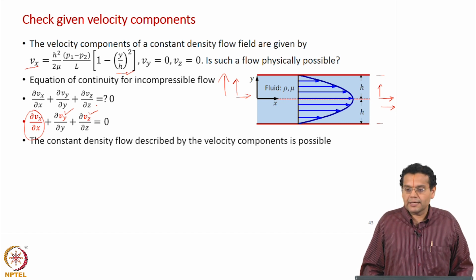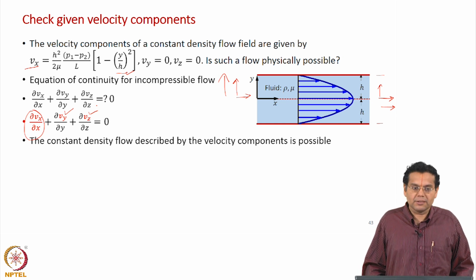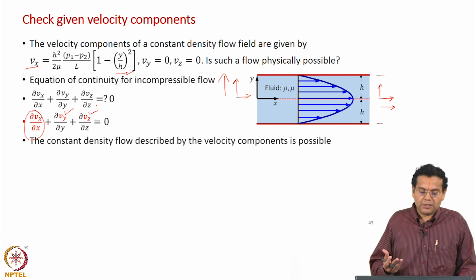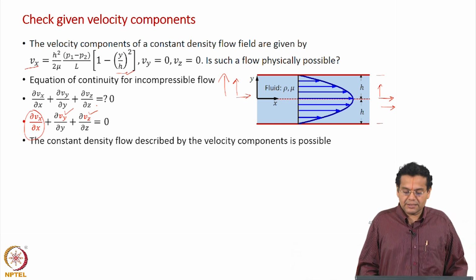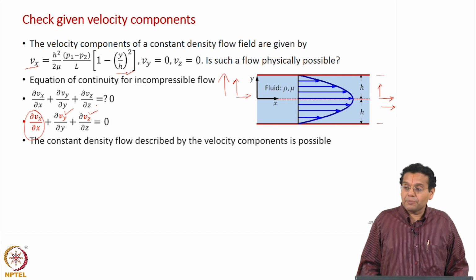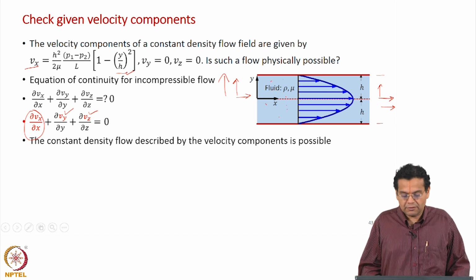So, you can conclude that the constant density flow described by these velocity components is possible. A flow is possible only if it satisfies the basic conservation of mass at every point in the flow field. Remember, it is a point form of the conservation equation: at every point in the flow field the mass balance is satisfied. That is the meaning of this.